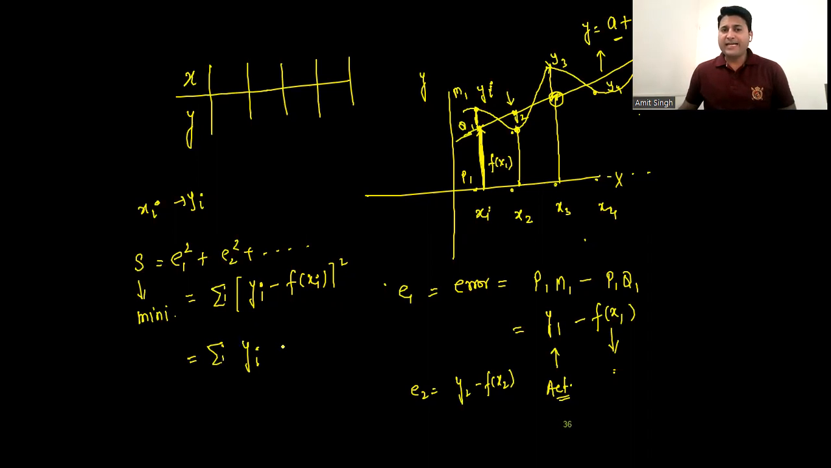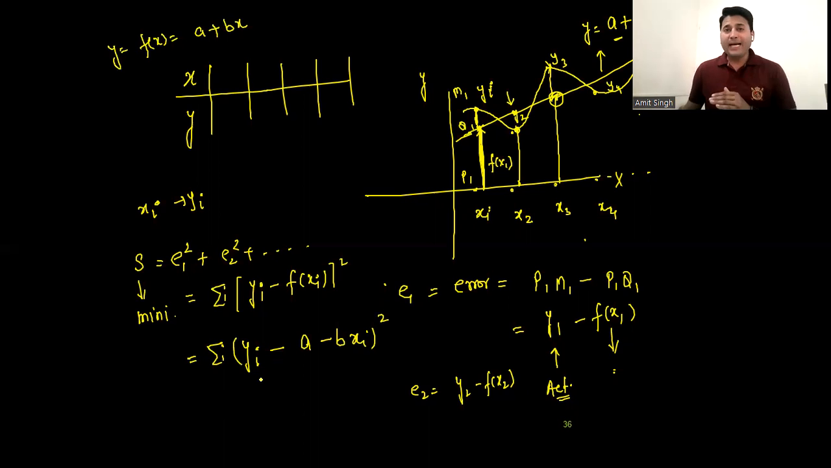So this will be yi minus the standard curve that we are having, which is y equal to a plus bx. The curve that we are having is y, and y is f(x), which is a plus bx. So put it over here: (yi − a − bxi)². So this is the function that we need to minimize.